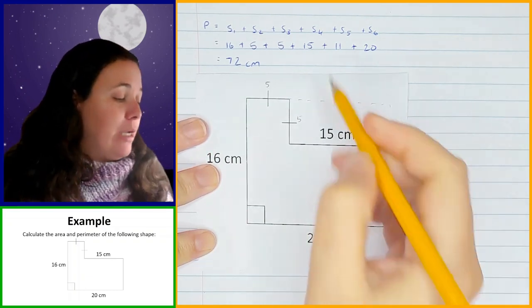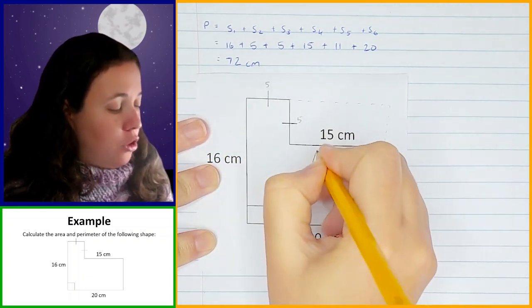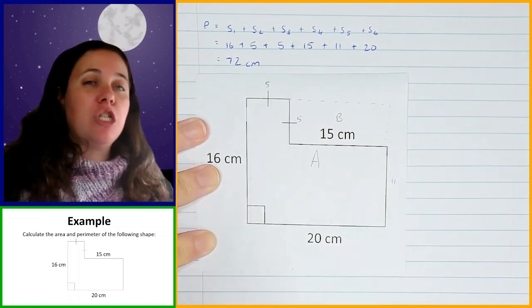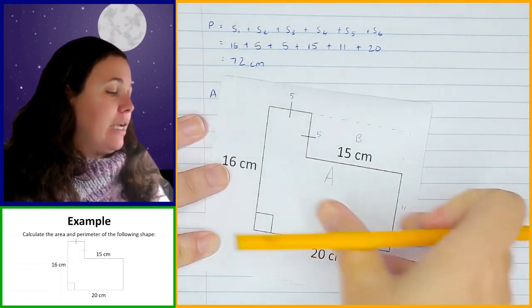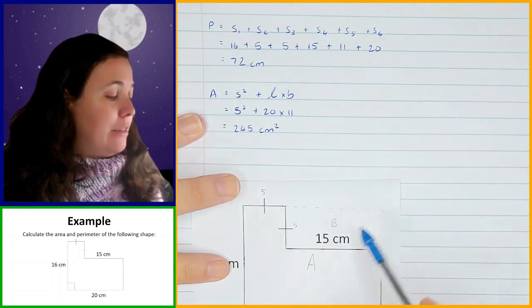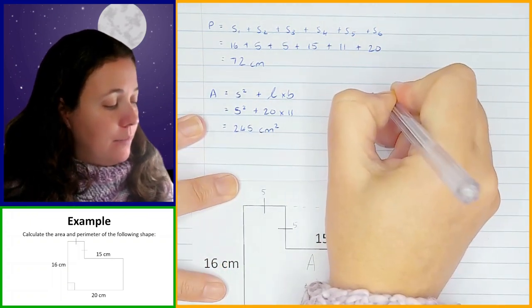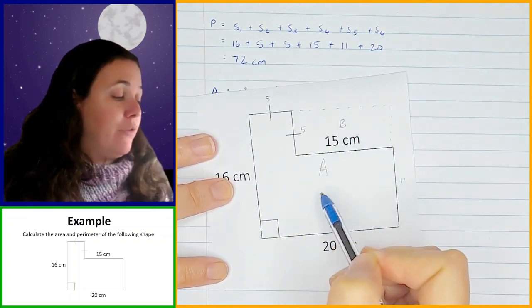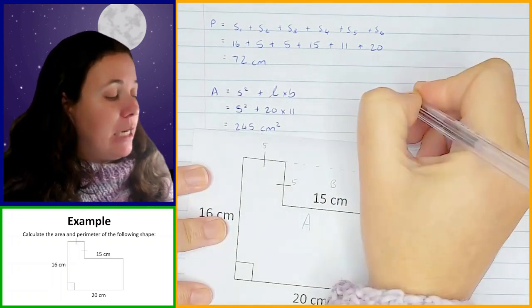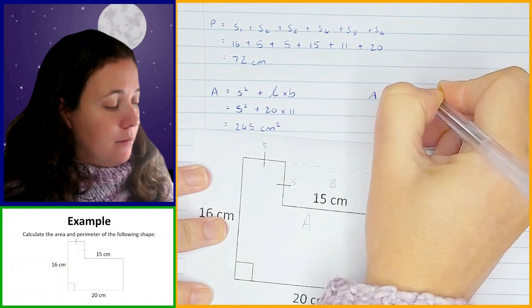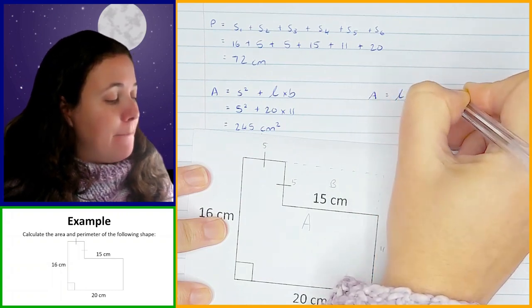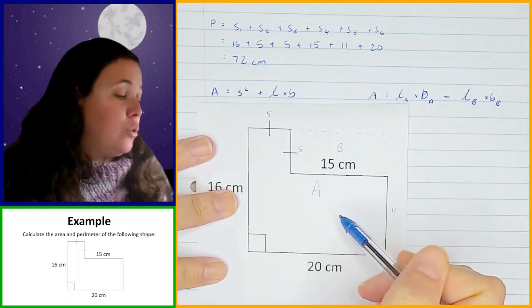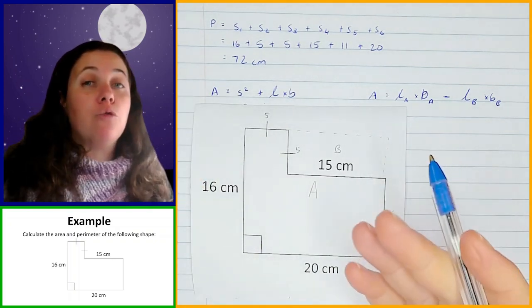So if I work it out this way, I can say the big shape, so that whole big shape is A, minus this shape over here, which is B. So this is just a different option, a different way of doing it. Okay, so that's going to be area equals the area of this rectangle. Now, because these are both rectangles that I'm working with over here, I'm going to say length of A times breadth of A minus length of B times breadth of B, just so that we can differentiate between the two. Otherwise, length times breadth and length times breadth doesn't tell us which rectangle we're working with.